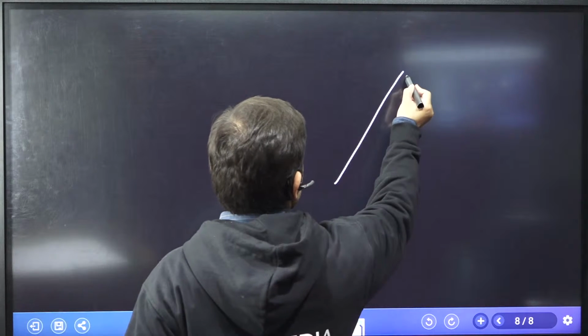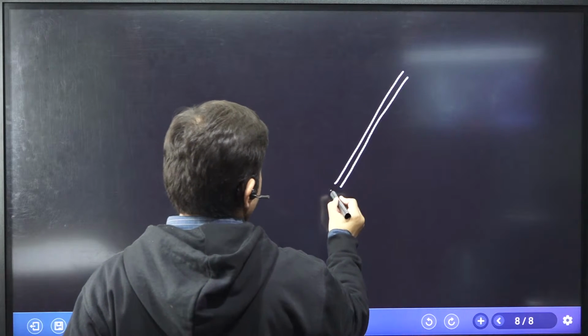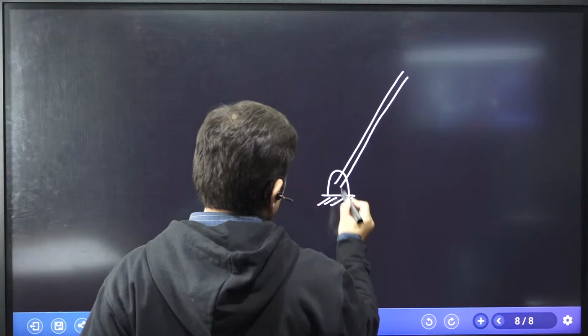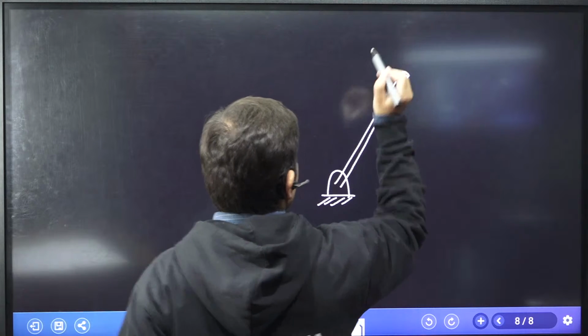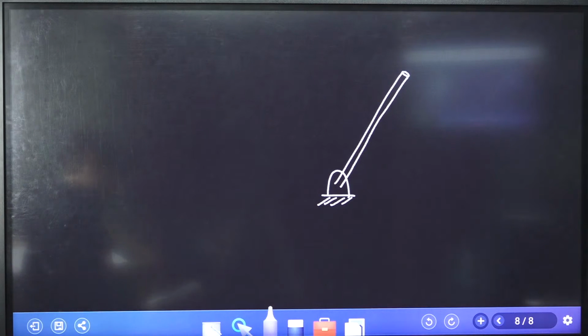There is a shell which is fired from a cannon. Do you know what a cannon is? A cannon is where you fire shells and gunpowder from. So this is a cannon, right? So a shell is fired from a cannon.